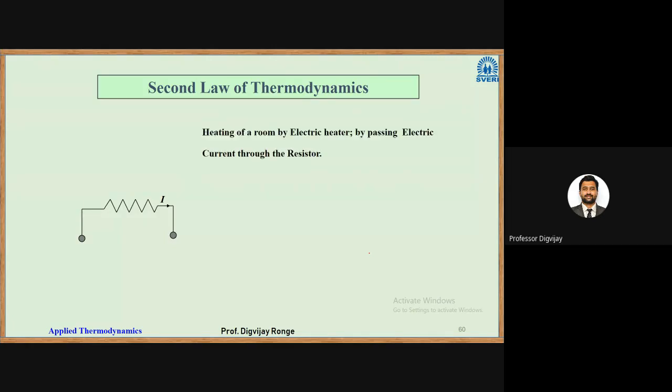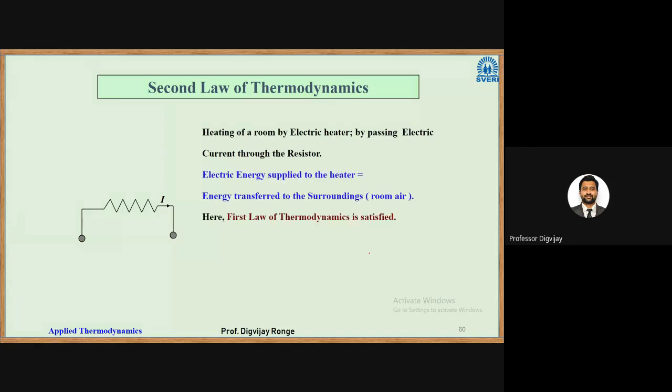So another example is given here. There is one heater coil, heating a room by an electric heater by passing electric current through the resistor. So electric energy supplied to the heater is equal to energy transferred to the surrounding. That is justified by the first law. However, the converse is not true.